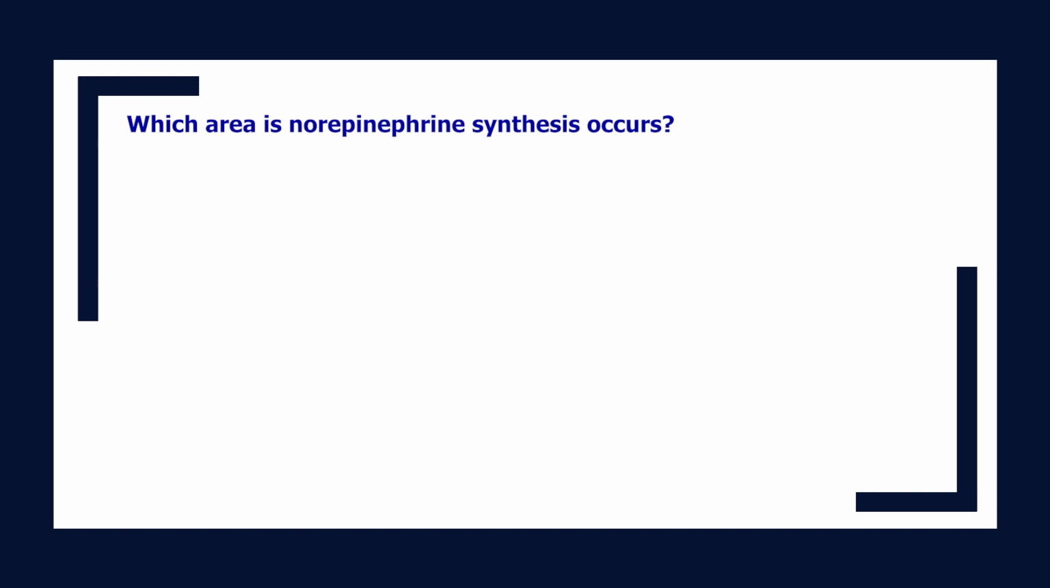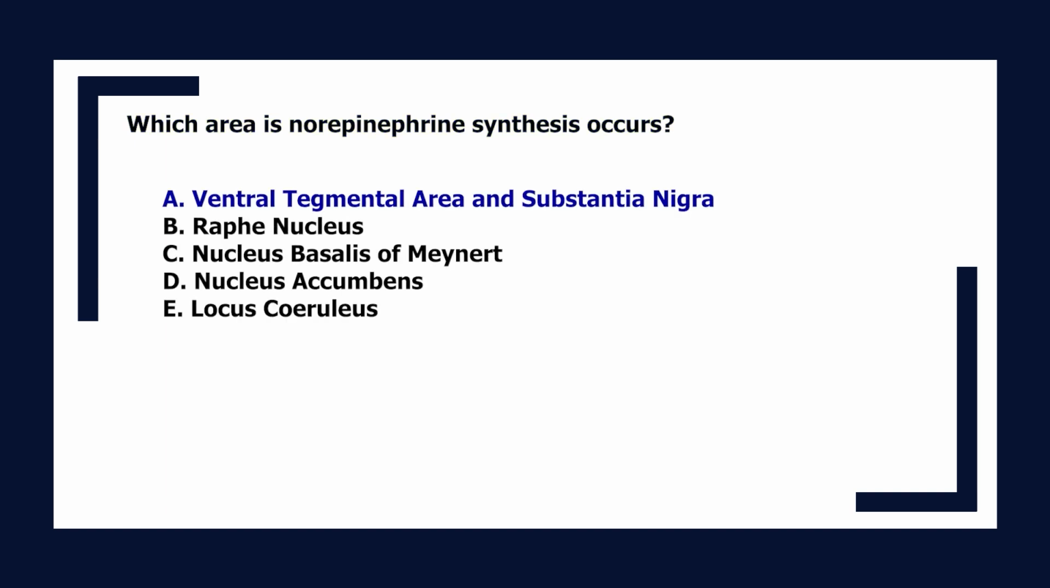In which area does norepinephrine synthesis occur? A. Ventral tegmental area and substantia nigra. B. Raphe nucleus. C. Nucleus basalis of Meynert. D. Nucleus accumbens. E. Locus coeruleus. The answer is E. Locus coeruleus.